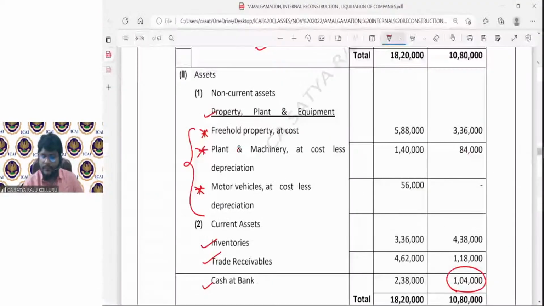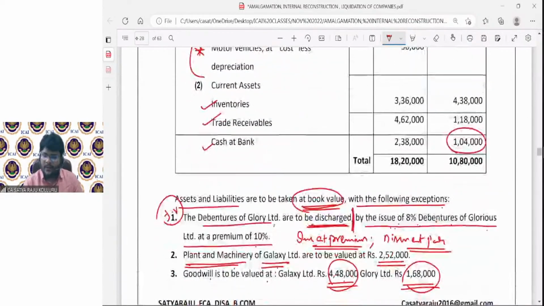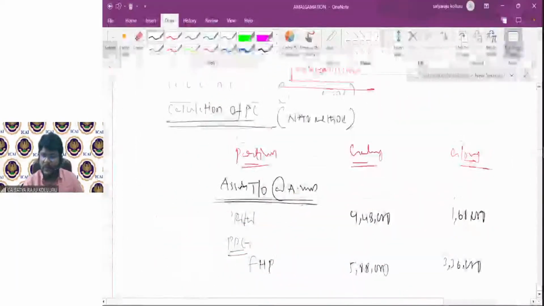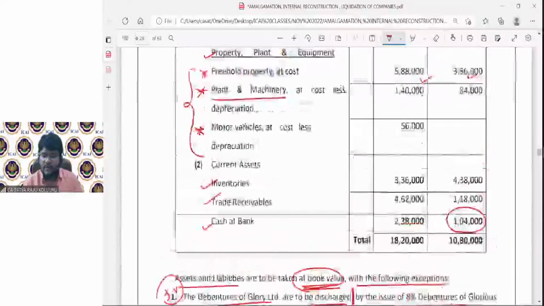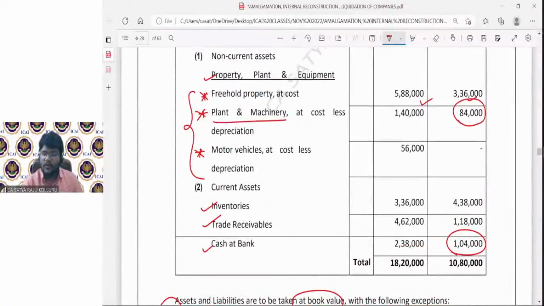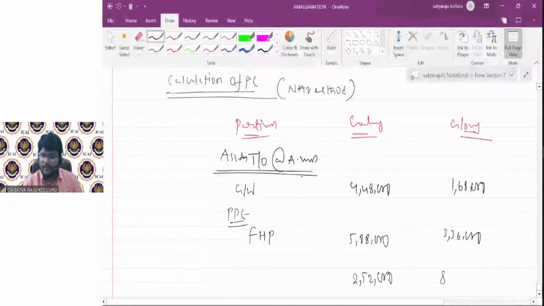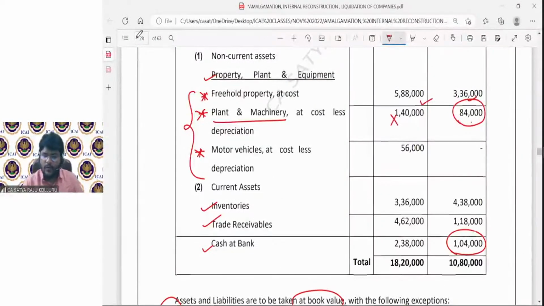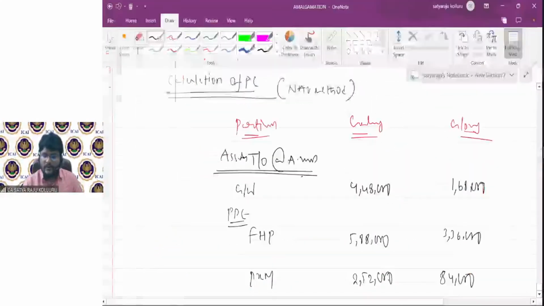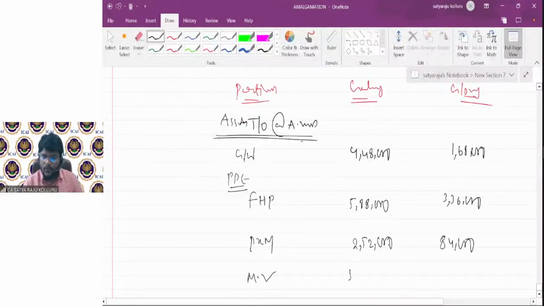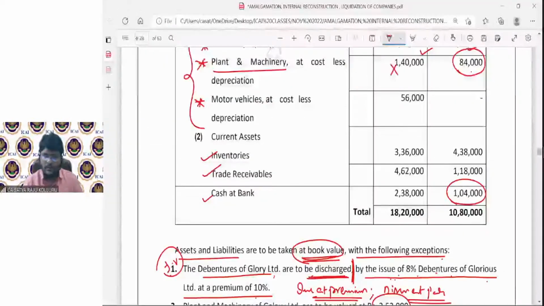3,36,000. Am I right? Next, plant and machinery, agreed value is there. For Galaxy, agreed value 2,52,000. Sir, for Glory, nothing was mentioned, so we can consider the book value, which is 84,000. So which is plant and machinery. For Galaxy, don't consider the book value because they have given the agreed value, which is 2,52,000. Okay, fine. Next, come to the motor vehicles. Only for Galaxy, no for Glory.